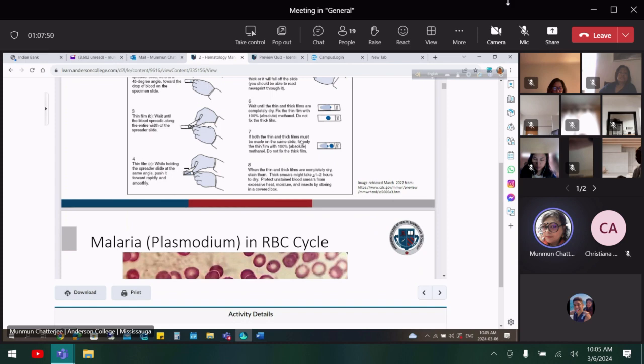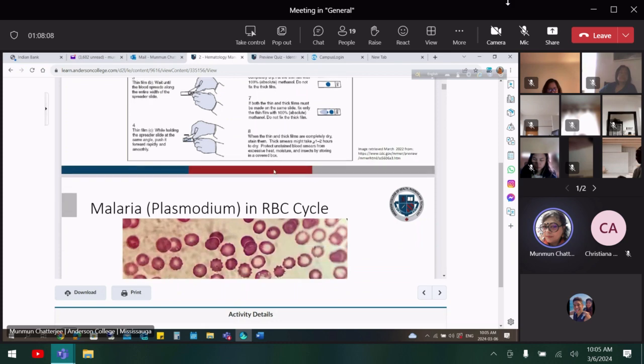Both thick and thin films must be made on the same slide. Same slide means same company slide, not one from another group of slides. It means not literally the same slide, but two different slides that should be from the same company, the same category of slide. When the thin and thick films are completely dry, stain them. Thick smears might take 1 to 2 hours to dry. Protect unstained blood smears from excessive heat, moisture, and insects by storing them in a covered box.